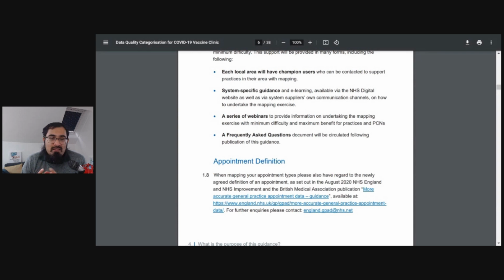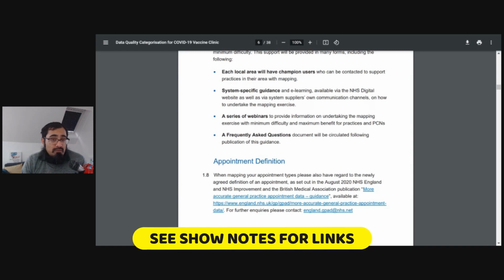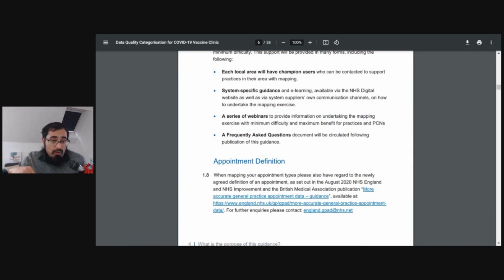Alternately, there are going to be some system-specific guidance. So from System 1, EMIS, Vision, I'm sure there'll be different information coming through. And some of you may have already seen some of these changes happen in the background. There will apparently be some series of webinars. I've not seen any dates for these just yet, but clearly if these are available, let me know. I'm more than happy to put them in the show notes and stuff so people can access them.